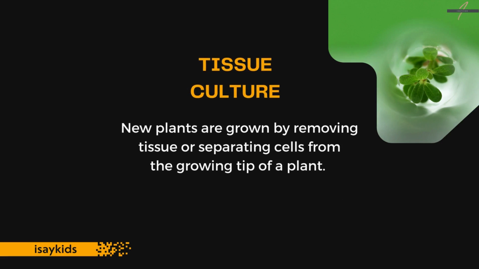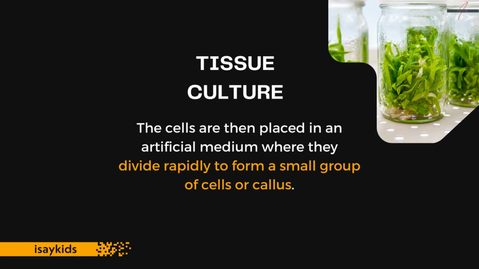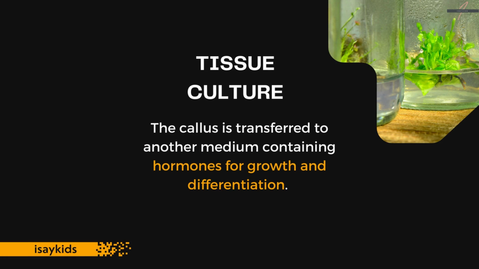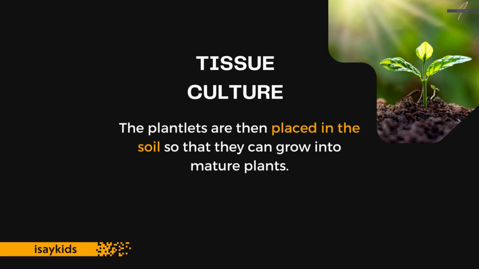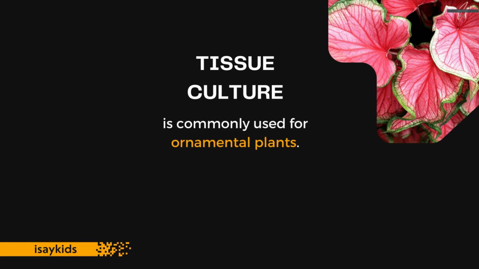Next is tissue culture. In tissue culture, new plants are grown by removing tissue or separating cells from the growing tip of a plant. The cells are then placed in an artificial medium where they divide rapidly to form a small group of cells or callus. The callus is transferred to another medium containing hormones for growth and differentiation. The plantlets are then placed in the soil so that they can grow into mature plants. Using tissue culture, many plants can be grown from one parent in disease free conditions. This technique is commonly used for ornamental plants.